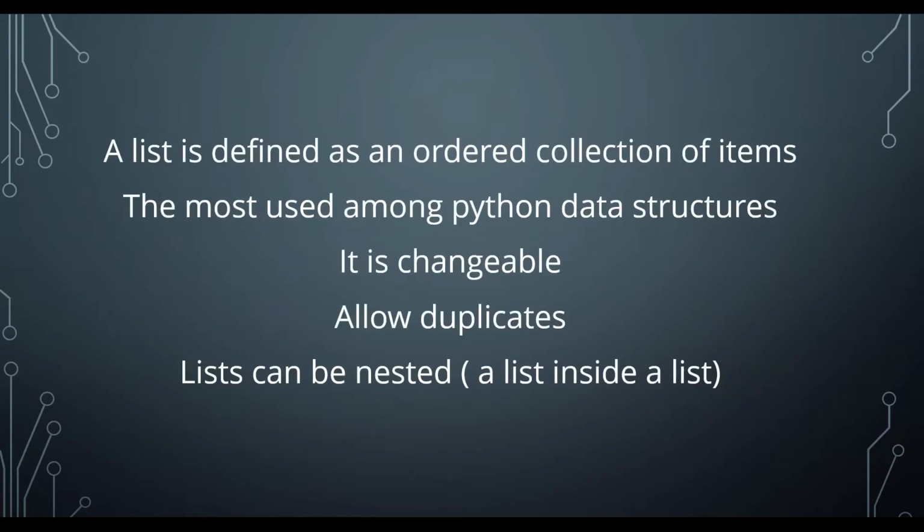A list is defined as an ordered collection of items. It is the most used among Python data structures. It is changeable, which means that we can add, we can remove, and we can modify it during our programming task. It allows duplicates, and lists can be nested, which means that we can have a list inside another list. So the items inside a list can also be lists.